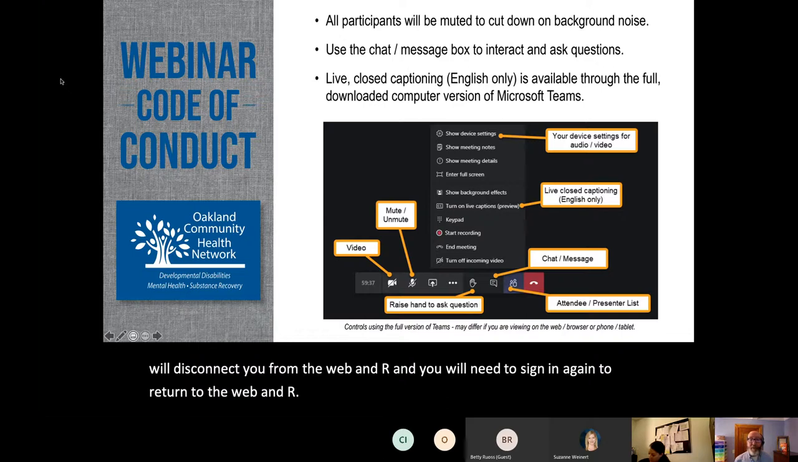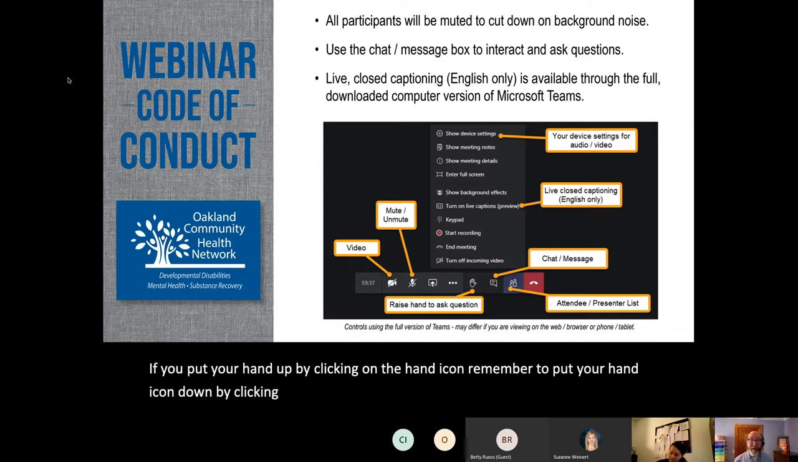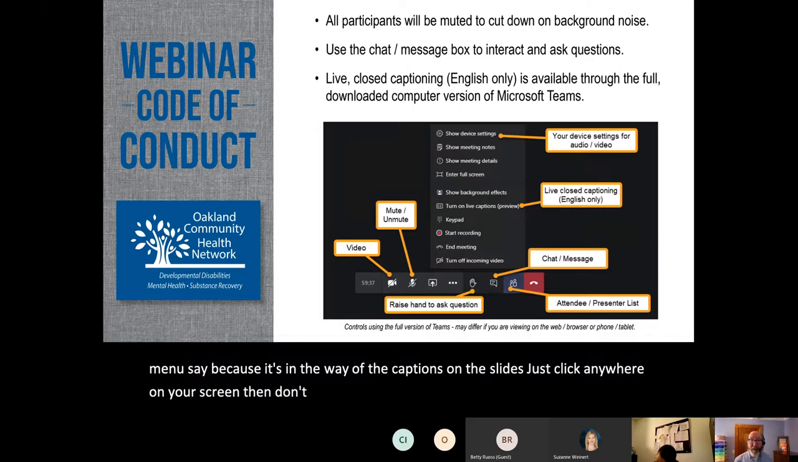If you put your hand up by clicking on the hand icon, remember to put your hand icon down by clicking again on the hand icon. You will want to hide the icon bar menu, say because it's in the way of the captions on the slides. Just click anywhere on your screen, then don't move your mouse or touch your trackpad. To unhide it, just move your cursor or click on your trackpad again.